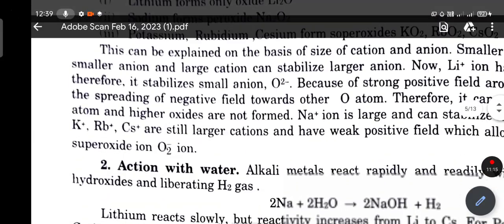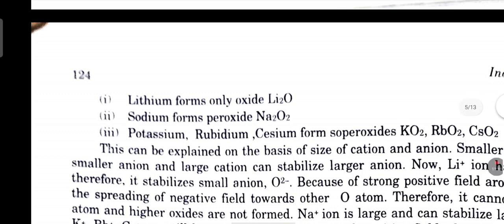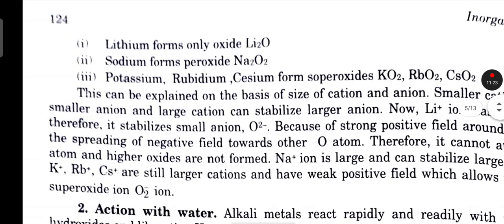The alkali metals burn vigorously in air, forming three types of oxide: normal oxide with O2- ion, peroxide having O2 2- ion, and superoxide containing O2- ion. The product depends upon the nature of the metal. Now we will discuss lithium. Lithium forms only the simple oxide. Then sodium forms peroxide. Potassium, rubidium and cesium form superoxide.